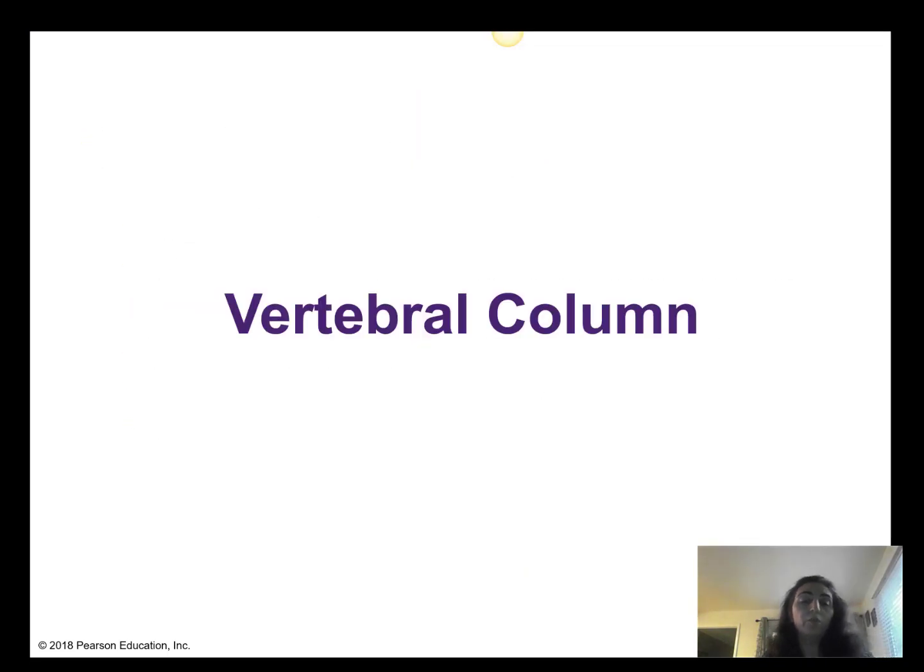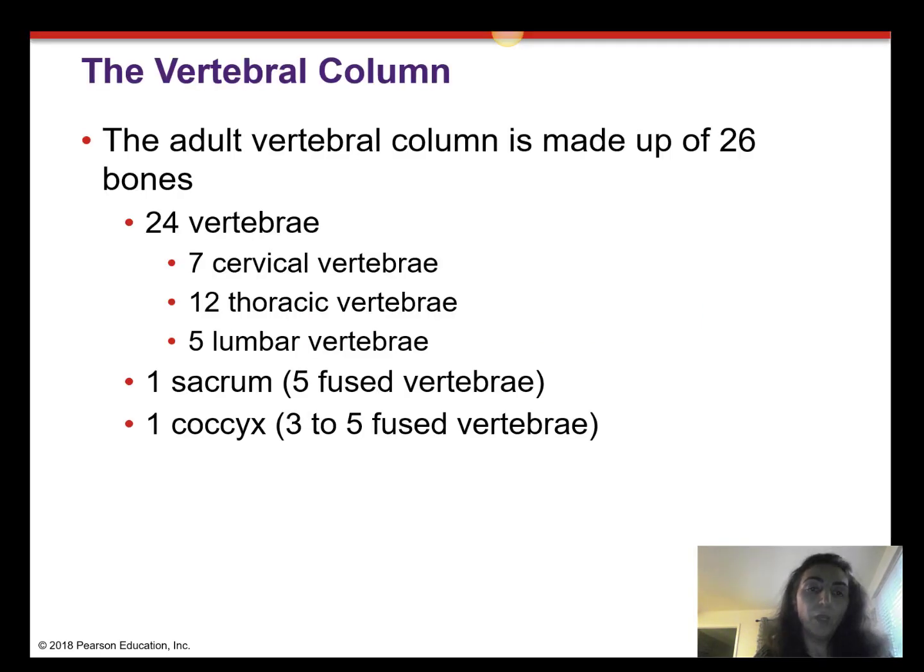Now we're going to talk about the vertebral column. The adult vertebral column is made up of 26 bones. 24 of them are vertebrae of the three regions of the vertebral column. The cervical region has 7 cervical vertebrae, the thoracic region has 12 thoracic vertebrae, and the lumbar region has 5 lumbar vertebrae. And we have one sacrum that starts as 5 vertebrae, but then all fused together become one single bone.